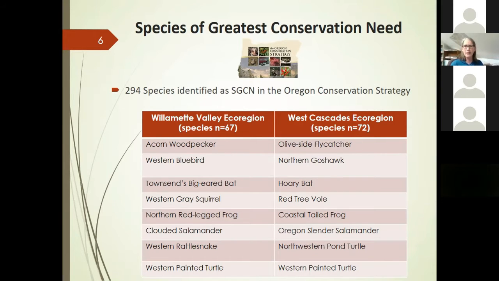And then if you're in the West Cascades, I pulled out a few to highlight for your area too. Some of these species, as you might notice, are more associated with mature late successional conifer forests, like the goshawk and hoary bat. But then we also have some more headwater stream associates, like the coastal tailed frog. And we only have here in Oregon 2 species of native turtles, and they're priorities wherever they exist because they're rare. Moving on.